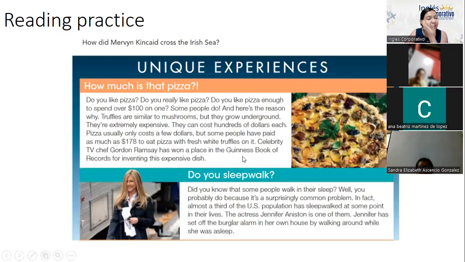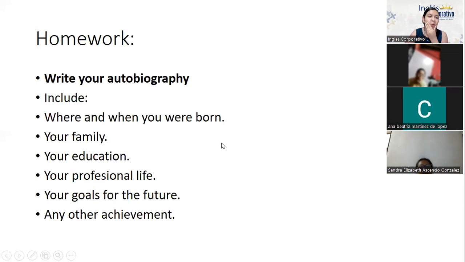Now I need you to do this homework. The homework will be about your autobiography. Write your autobiography. The biography of yourself. Ana Beatriz Martinez was born in. You can write it in third person or you can write it in first person. My name is Ana Beatriz Martinez de López. I was born in San Salvador on May 19, etc., etc.